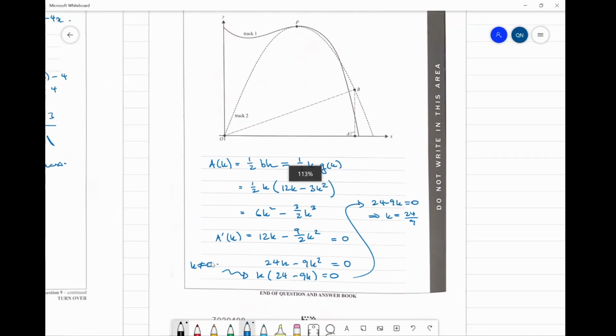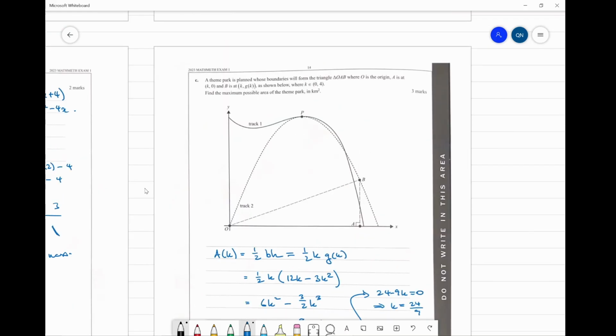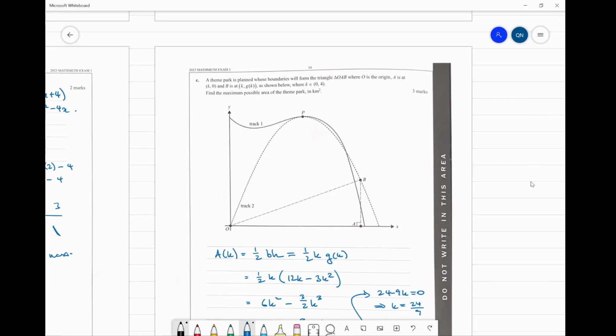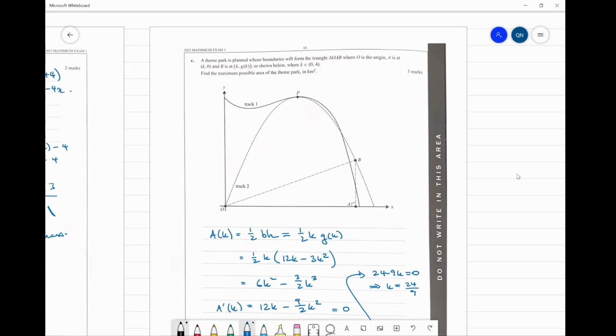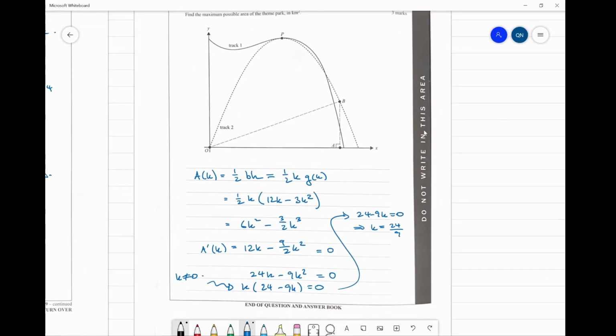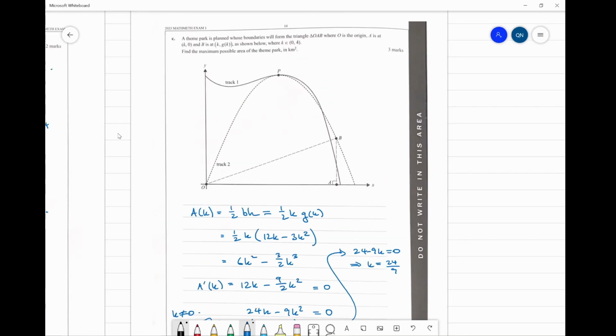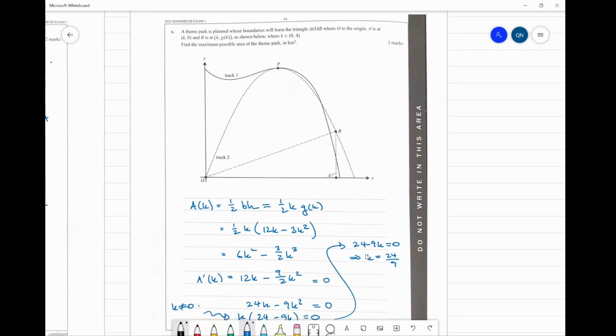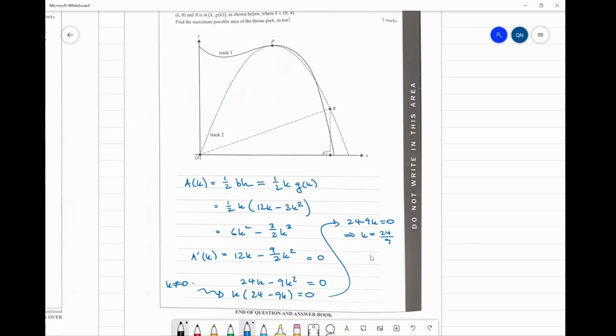Did we need to find the area as well? Hopefully not. Find the maximum... we did need to find the area. So that was the value of k for which it occurs. We need to find the maximum possible area of the theme park. So we need to plug this k value back into the area. How do we do that? It's a good thing I'm doing this again, because I think in my original recording I just stopped over here and I didn't plug it back into the area.